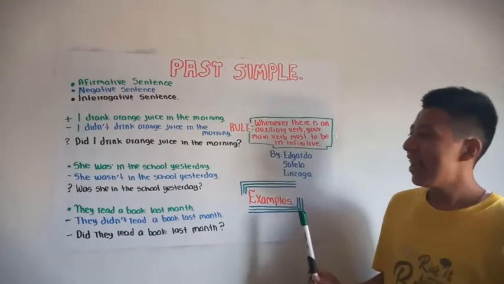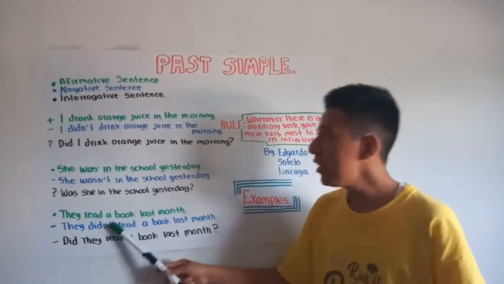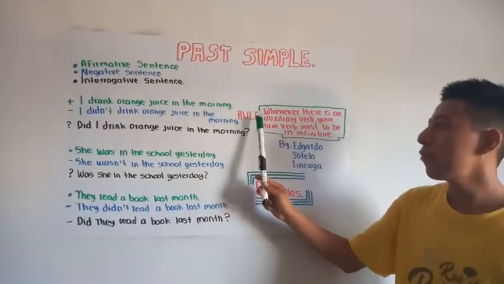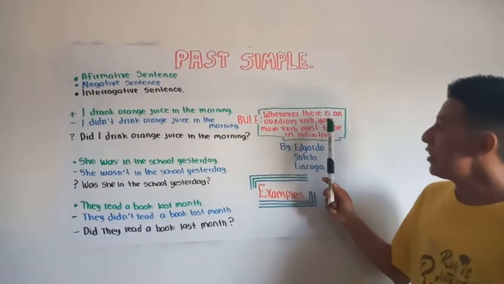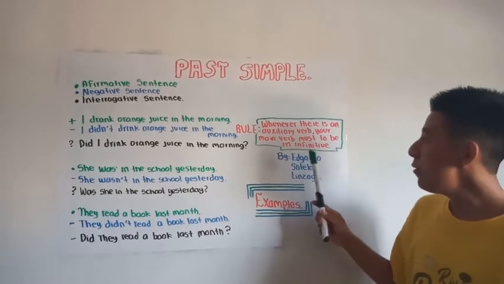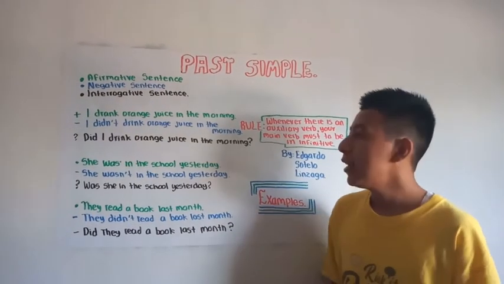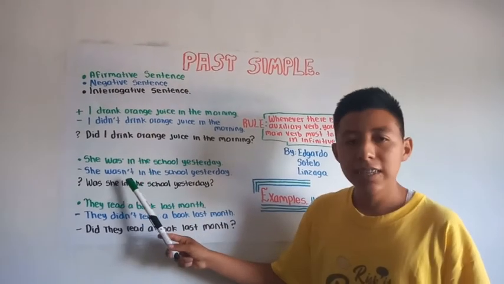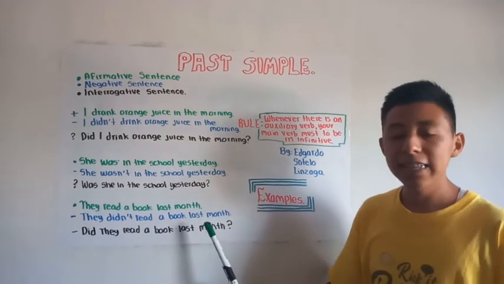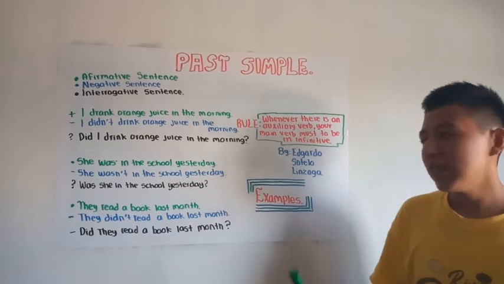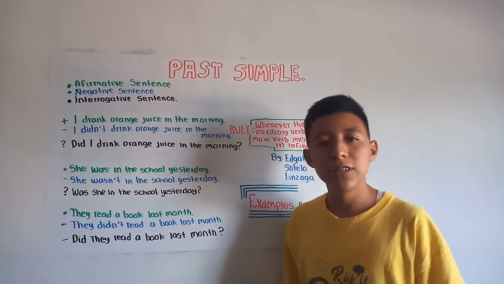Examples. I have 9 examples in past simple with the rule. It's important that you follow the rule. Whenever there is an auxiliary verb, your main verb must be in infinitive. Remember, only in negative and in interrogative. I have these 9 examples. I need you to read them if you want to be more pro in your career.